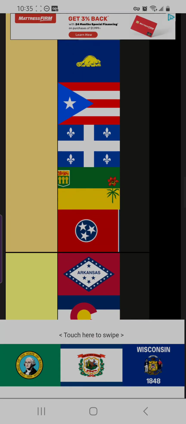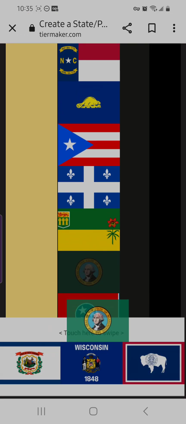Washington State, it is just so simple. Just a green background with Washington's face on it. And it kind of looks like the dollar bill. What more can I say? Simple. B plus tier for being simple.